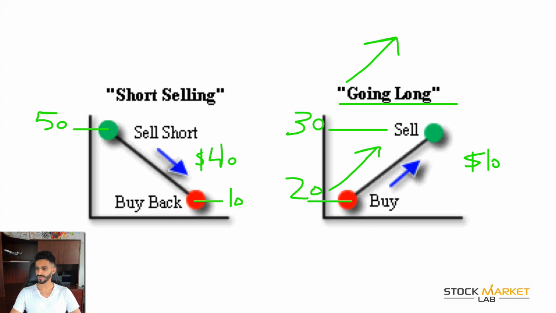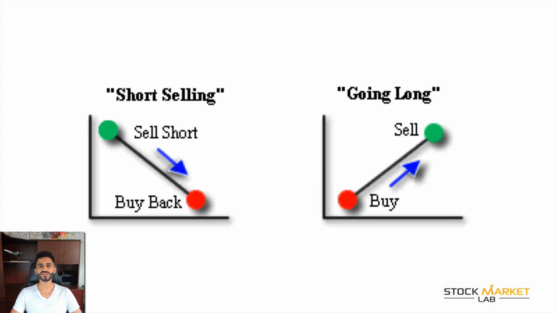Now the question people have is, how do you sell something, or how do you short something, that you don't own? That's what confuses people. So I'm going to break down a few different examples so you have a better understanding. If you don't understand it on the first example, please be patient. You'll maybe get it on the second or third example.